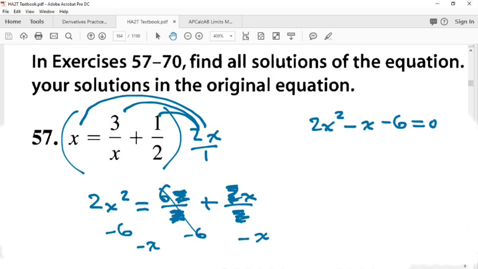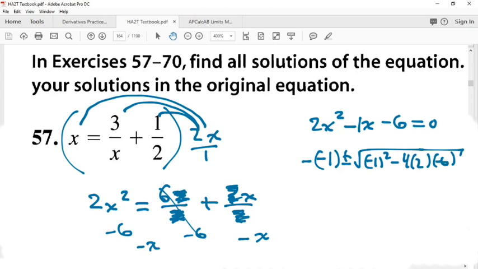All right. Negative 1, because that's the b, plus or minus the square root of negative 1 raised to the second power minus 4 times a times c. A is right here. That's 2. And then there's your c, negative 6. All over 2a, which is 2 times 2. All right, that's 4. Sorry, that's my silly mnemonic story. That's how I remember it.